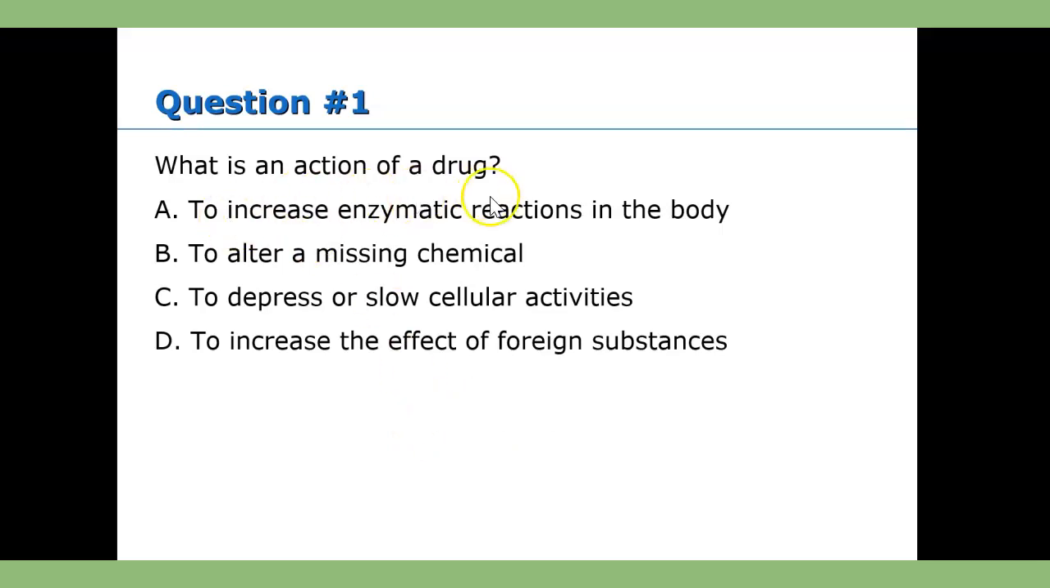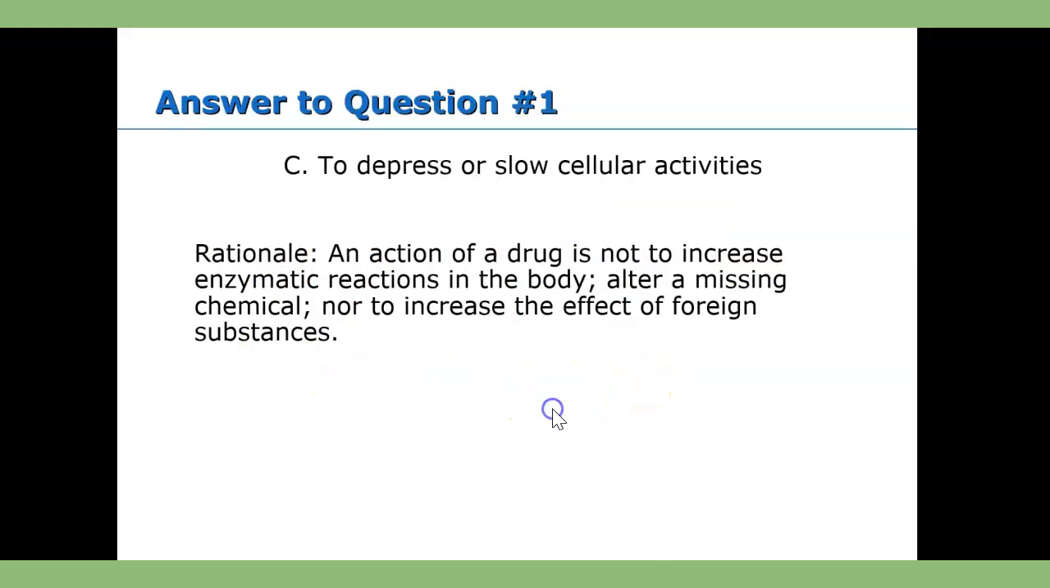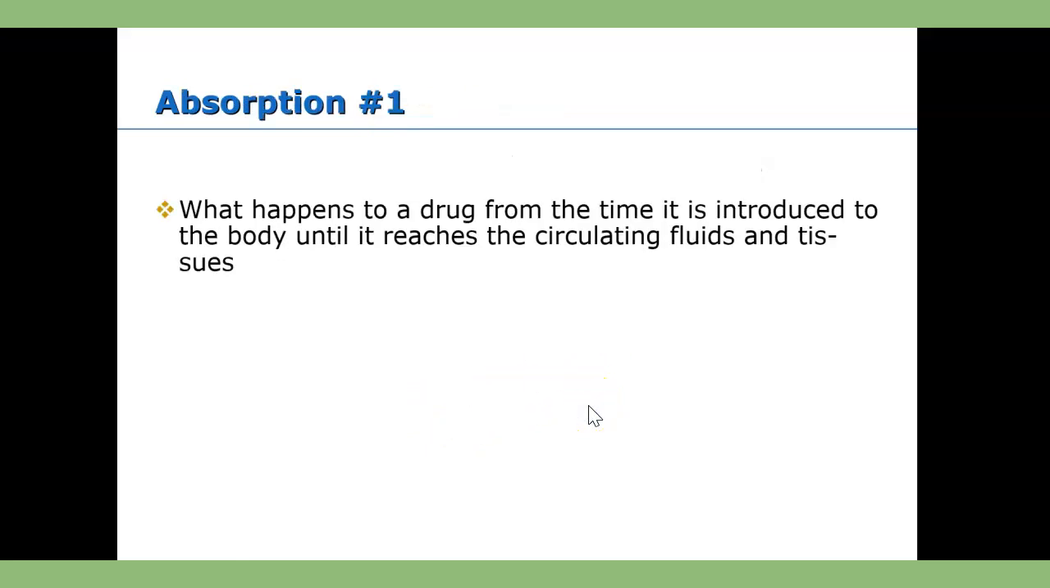Okay, so what is an action of a drug? Is it A, to increase enzymatic reactions in the body, B, to alter a missing chemical, C, to depress or slow cellular activities, or D, to increase the effect of foreign substances? So the answer is C. An action of a drug is not to increase any reactions, alter a chemical, or increase the effect of foreign substances. This is the best answer. Although it does the other things we said in the past slides, it also depresses and slows cellular activities. So it could be a cancer cell, for example.